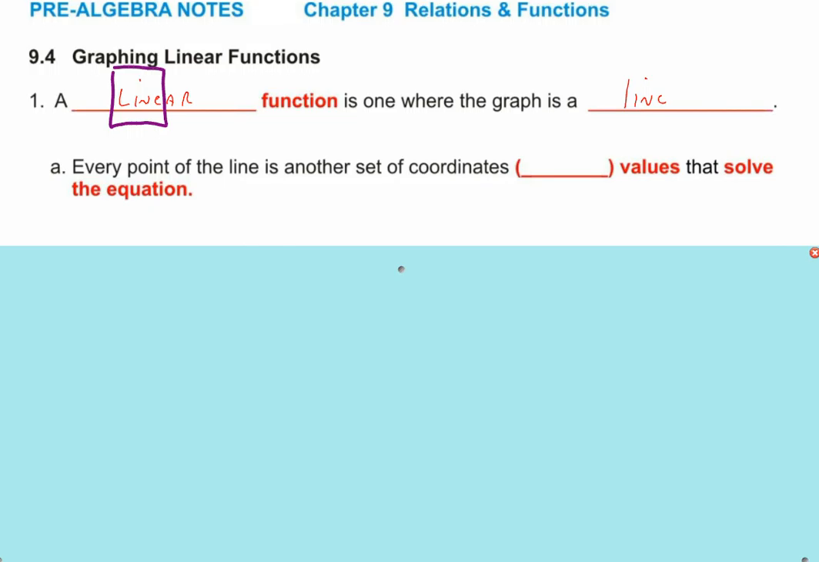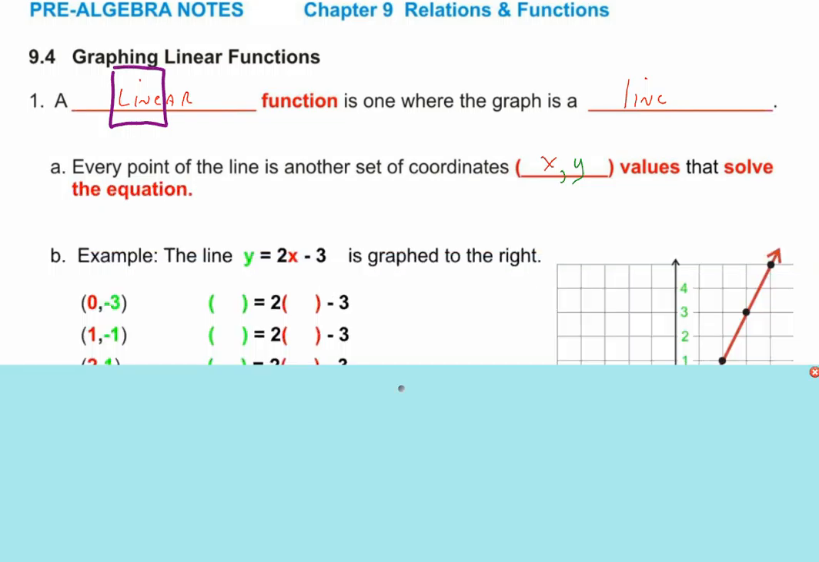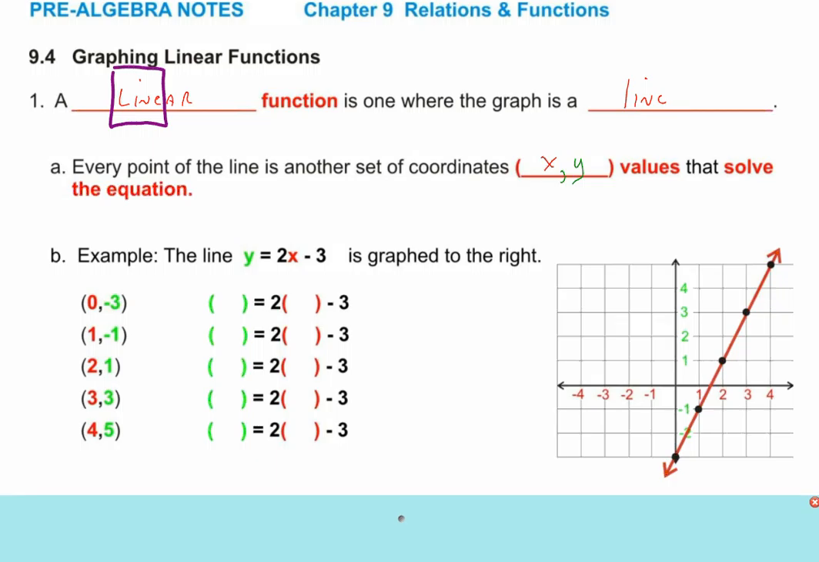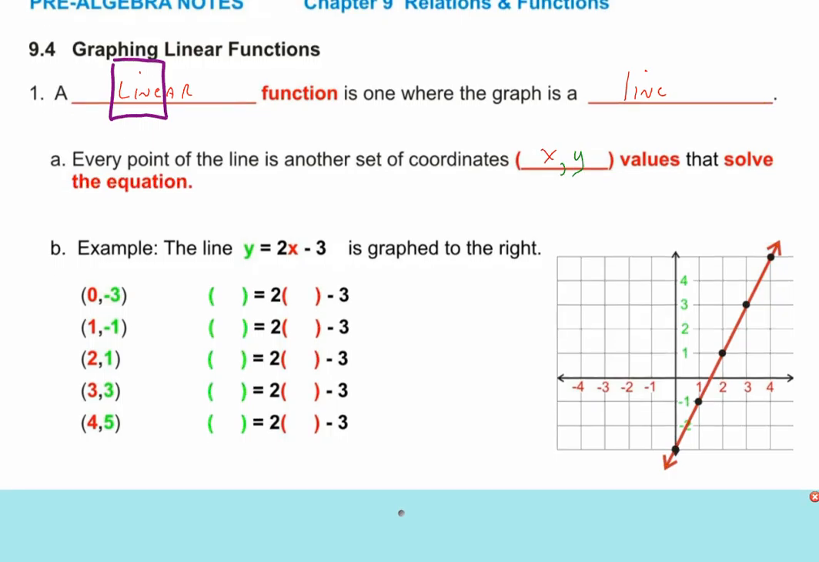Well, here's what you have to understand. Every point of the line is another set of coordinates, an x, y pair, right? Another set of coordinates, x, y values that solve the equation. And this is the key concept. So I want to show you an example here.